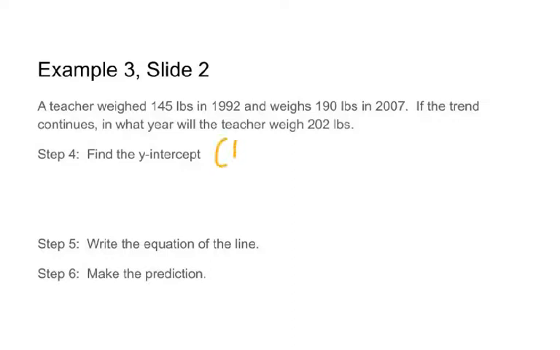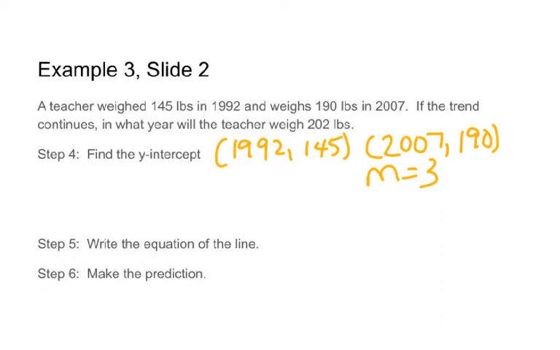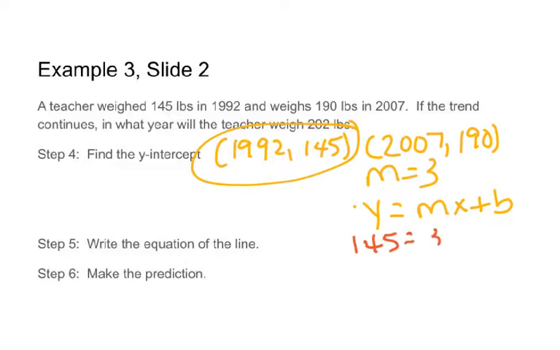So the next step is to take our y-intercept and find our y-intercept. So our two ordered pairs were in 1992, she weighed 145. In 2007, she weighed 190. M turned out to be 3 from our last slide, 3 pounds per year. So we take y equals mx plus b. And I'm going to use this point right here. So I'm going to replace y with 145. M is 3.